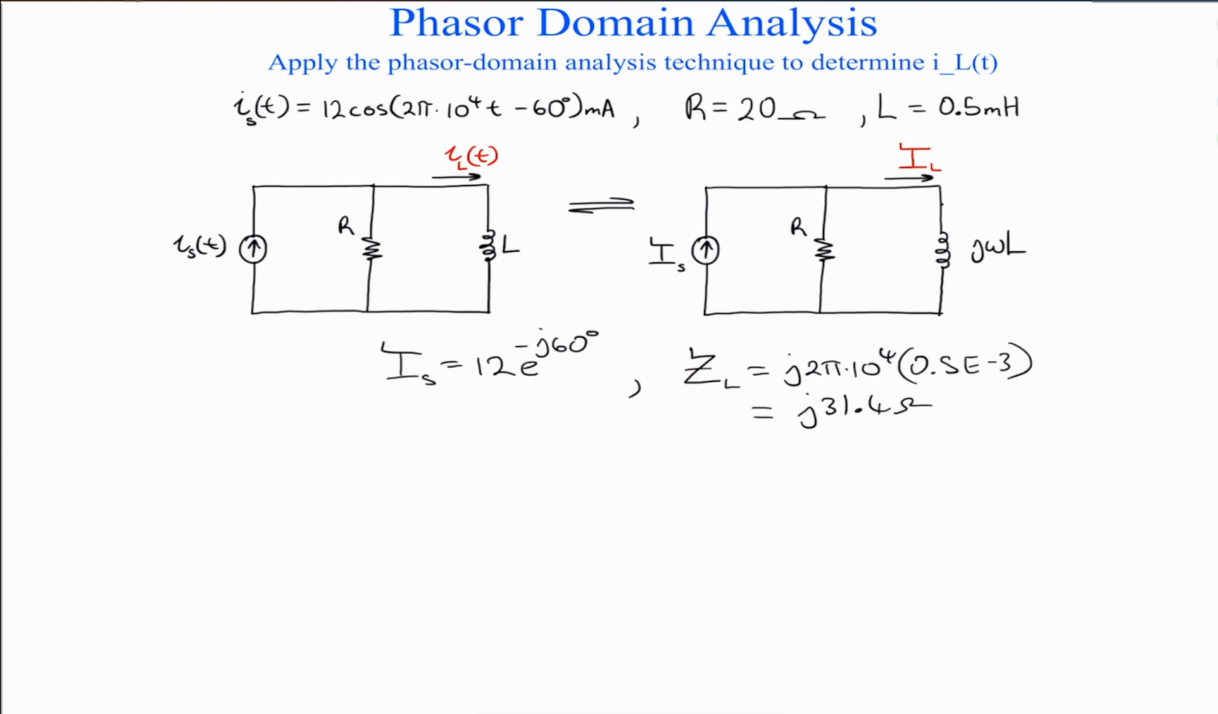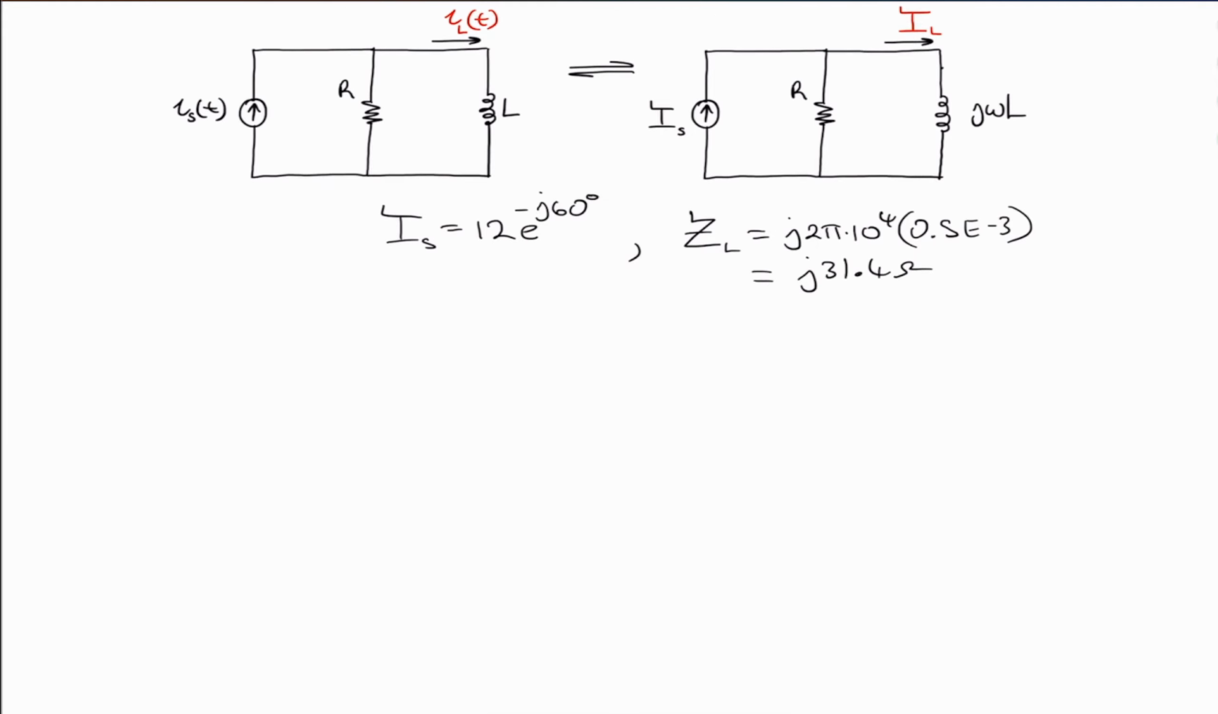And we can go ahead. You could use any method you want. The simplest method right now, because we have two components in parallel, is to apply current division. So if we apply current division, we can say the current through the inductor IL is equal to the current source IS times the resistance divided by the same resistance plus the impedance of the inductor.